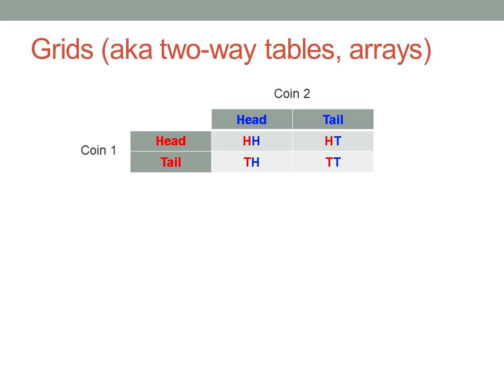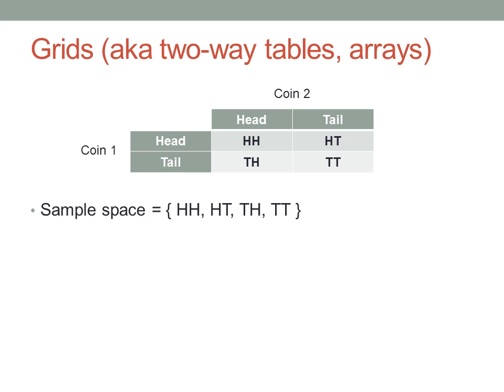So, what are the possible outcomes? The sample space has four outcomes in it: a head then a head, a head then a tail, a tail then a head, and a tail then a tail. But in practice, there's no real difference between the second and third outcomes in this list. They both have one head and one tail.